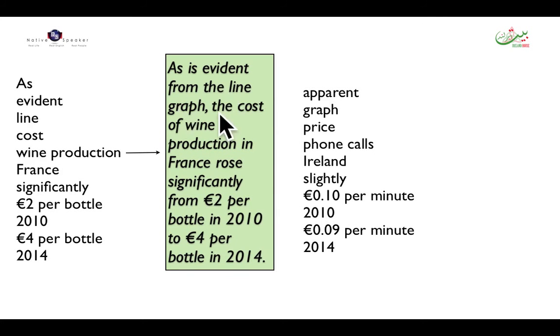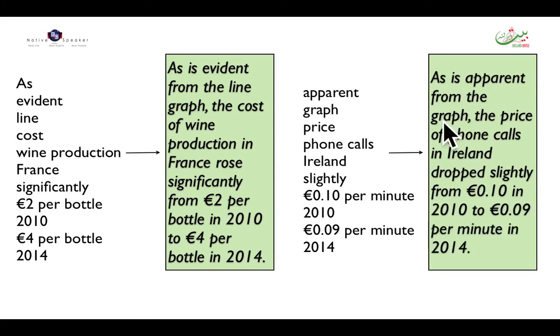As is evident from the line graph, the cost of wine production in France rose significantly from €2 per bottle in 2010 to €4 per bottle in 2014. This one, apparent graph price phone calls, we can say, as is apparent from the graph, the price of phone calls in Ireland dropped slightly from 10 cent in 2010 to 9 cent per minute in 2014. Okay, so that's how you would do those. So if you can, of course, try and write those out with a pen and paper, just to give yourself some practice.